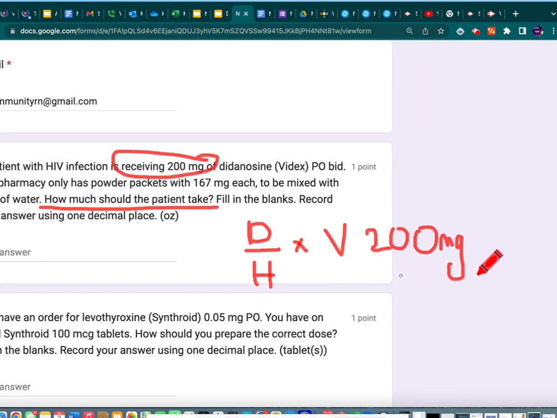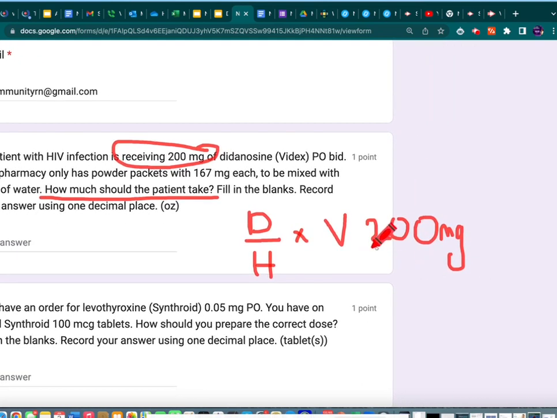And we know that because the patient's receiving it. Generally the D is over H, or the amount on hand. The pharmacy only has powder packets with 160 milligrams each. Okay, so that's, sorry about that, 167 milligrams, to be mixed with 4 ounces of volume of water. So 4 ounces would be your V.